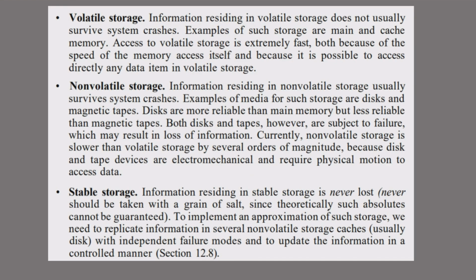Volatile storage. Information residing in volatile storage does not usually survive system crashes. Examples of such storage are main and cache memory. Access to volatile storage is extremely fast, both because of the speed of the memory access itself and because it is possible to access directly any data item in volatile storage.